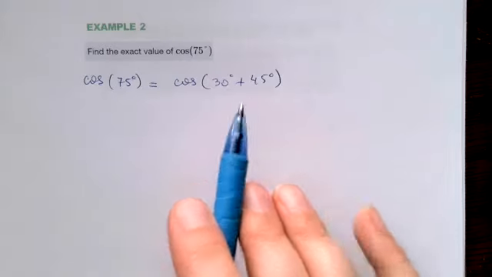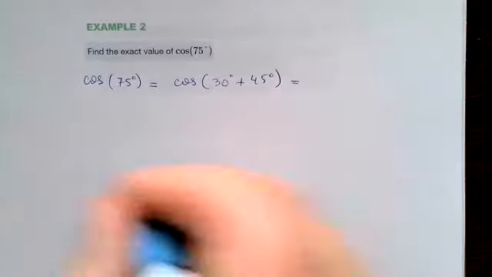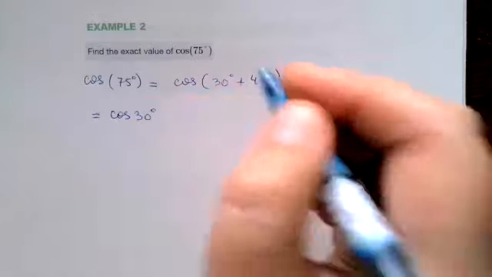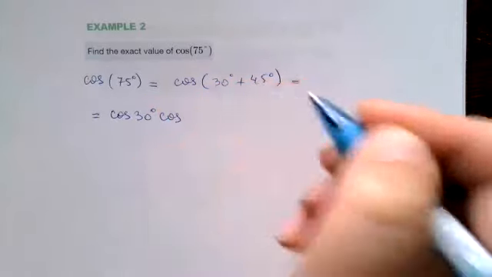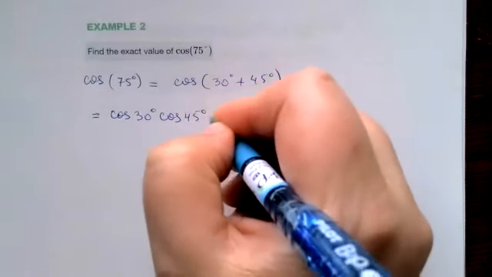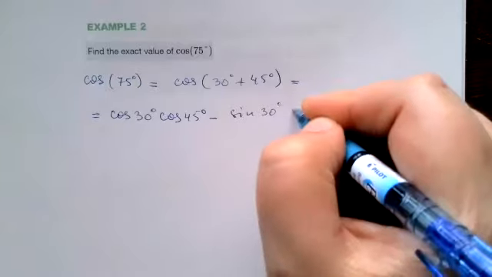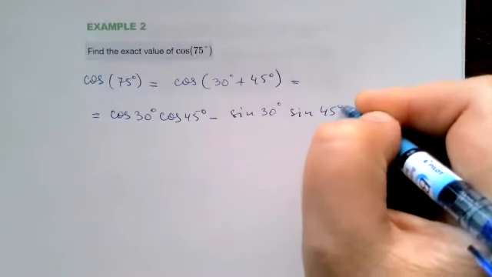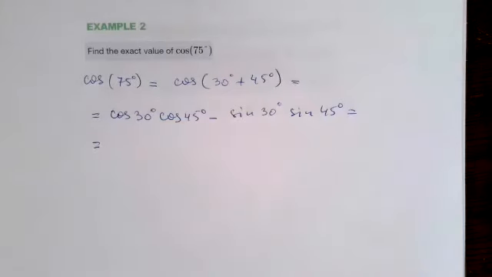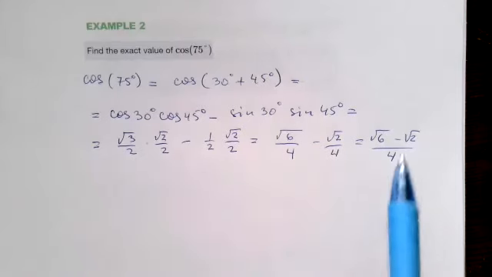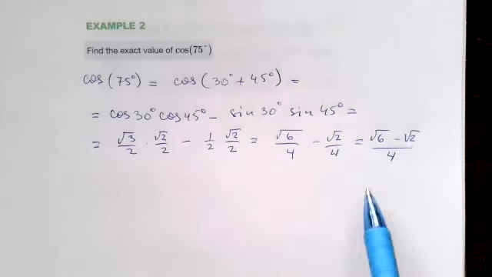So applying our formula directly, we're going to have cosine of 30 degrees multiplied by cosine of 45 minus sine of 30 degrees multiplied by sine of 45. And plugging in the values, we're going to get our result of square root of 6 minus square root of 2 over 4.